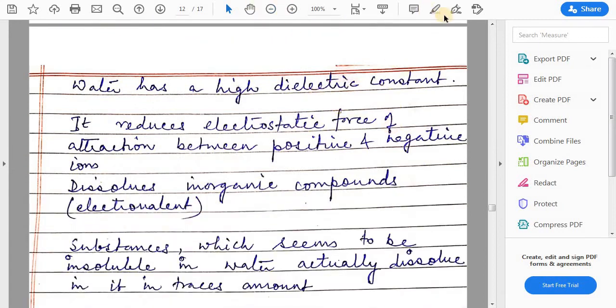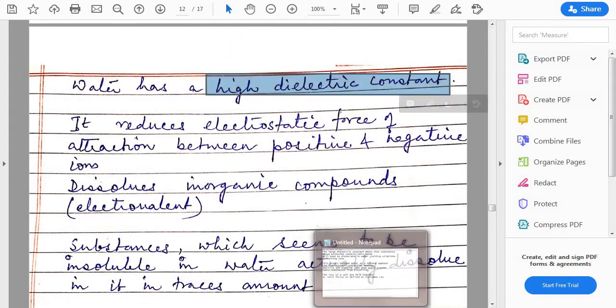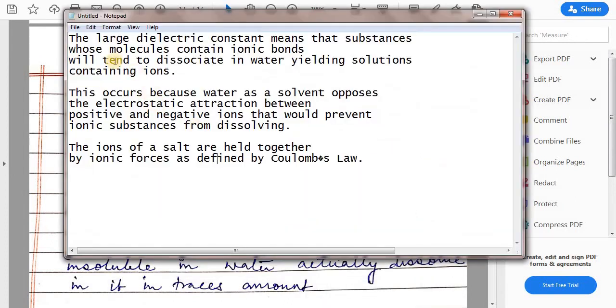Now, water has a high dielectric constant. This is a very important point. Now, what is dielectric constant? The detail of dielectric constant will be covered in your physics. Substances whose molecules contain ionic bonds will tend to dissociate in water, yielding solutions containing ions. I am giving you a very common example, like sodium chloride. Sodium chloride contains ionic bond. For the time being, you just remember this. I will tell you the details in the bonding chapter.